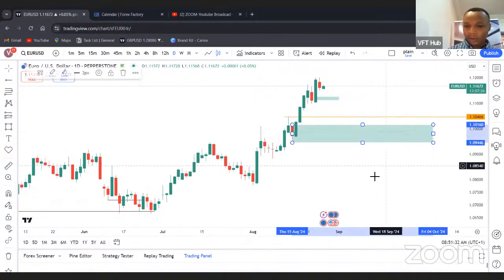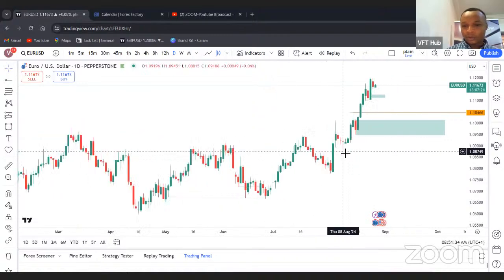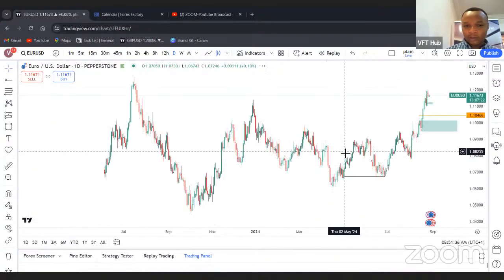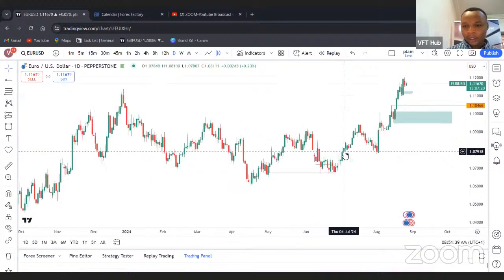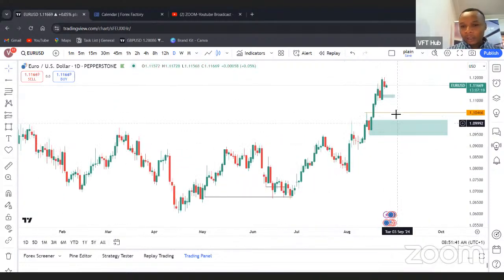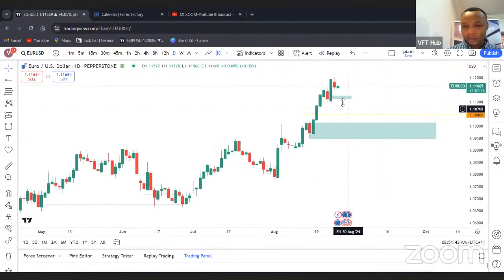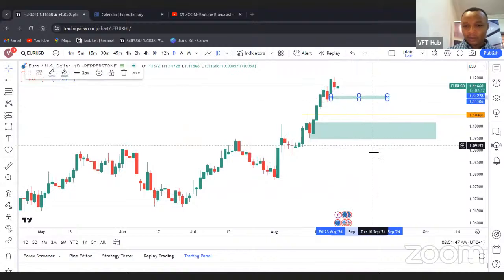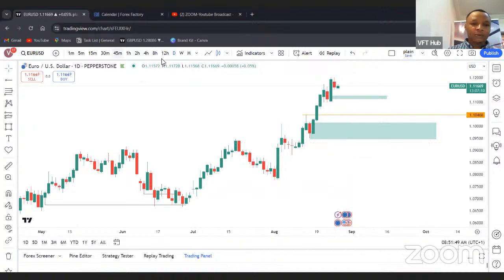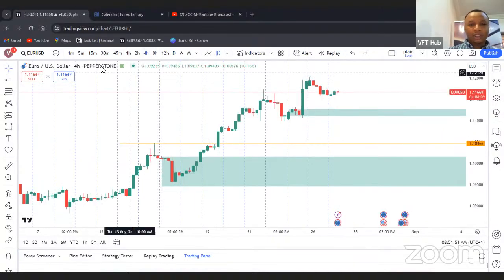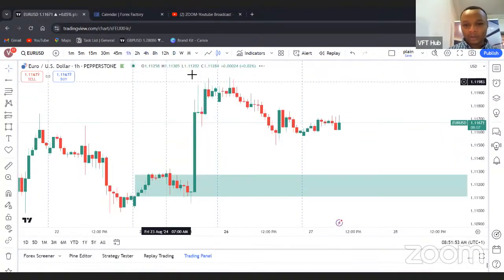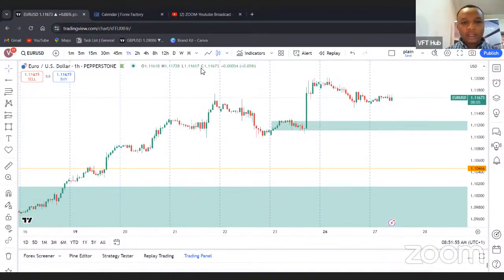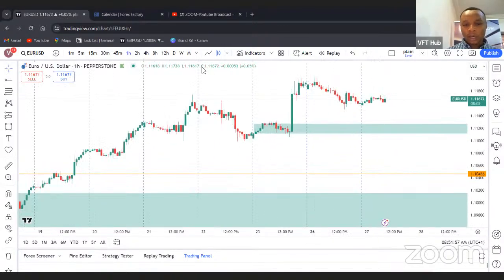So overall, structure is still to the upside. However, we're expecting to see further sales on Euro USD, at least to give us some discount. First level is here for our order block, and second level is right here, the daily order block right here. So I'm expecting sales on Euro USD. That's my bias for the remaining part of this week and intraday basis, as we run into the NFP that we'll be expecting on Friday.